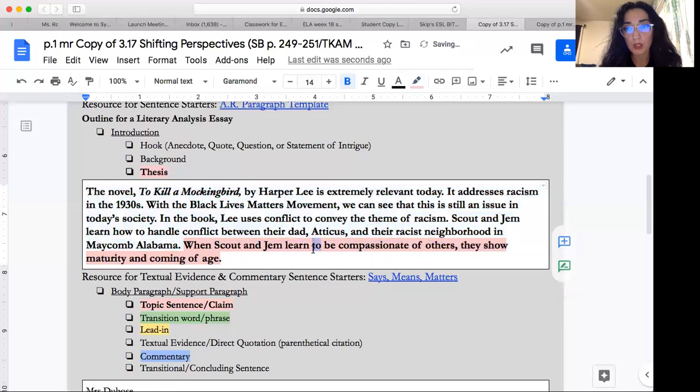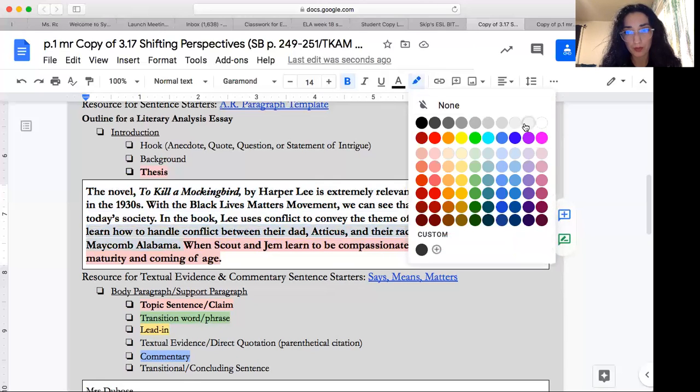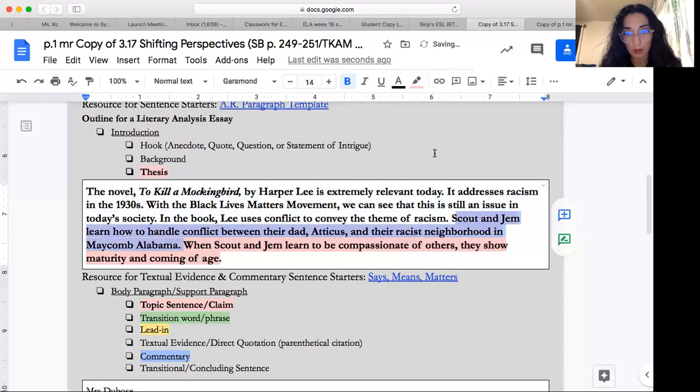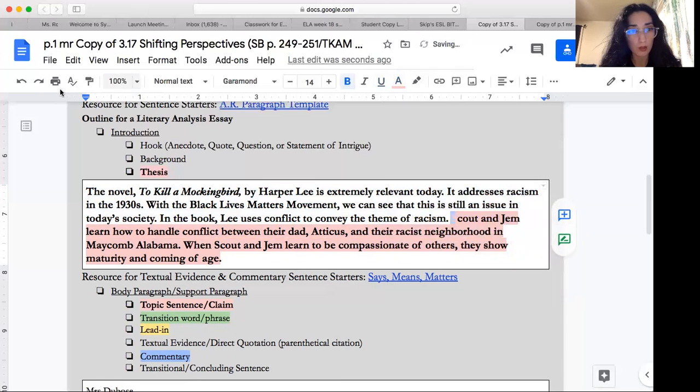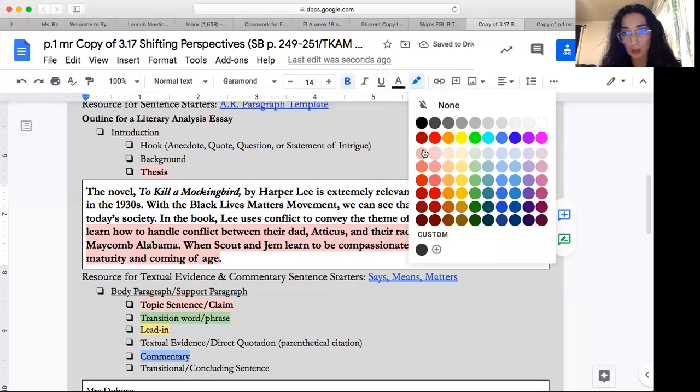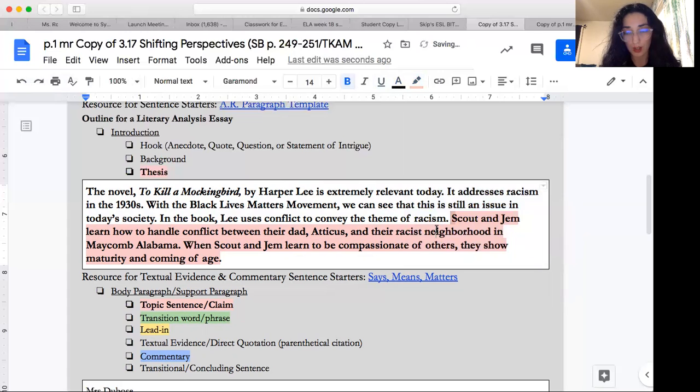When Scout learned to be compassionate of others, they show maturity and coming of age. This is kind of part of the thesis too, though, because I'm explaining how conflict is the literary element we're gonna talk about. So I think it would be appropriate to highlight both of these here. So usually in good writing, we want to make our thesis one sentence, but if we need to, that's okay, that's fine.